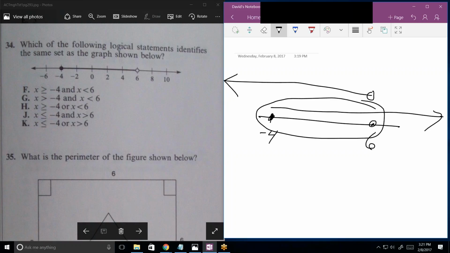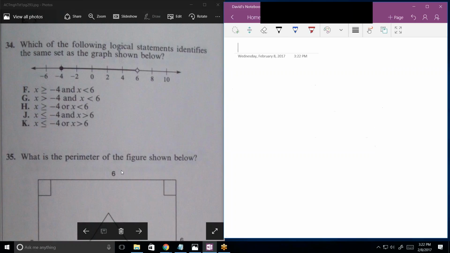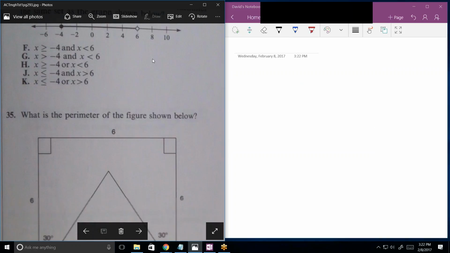Unfortunately, they don't spend a lot of time in the classroom teaching you the difference between "and" and "or." But that's basically it. When you see an "and," both of them have to be true. When you see an "or," it just means either one can be true. That's good clarification.